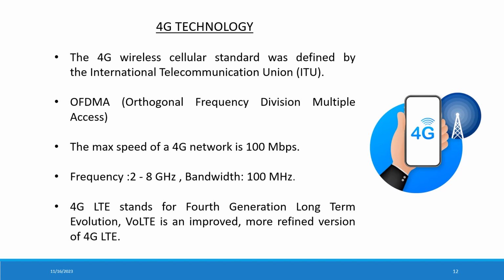4G technology. 4G was the fourth generation of mobile cellular network, and it was defined by ITU, that is the International Telecommunication Union. The 4G technology is capable of supporting up to 100 megabits per second data rate, and the frequency range is from 2 to 8 gigahertz, and the bandwidth is 100 megahertz. And the multiple access technique used is orthogonal frequency division multiple access. And 4G has introduced a new term, that is LTE, long-term evolution, and the improved version of LTE is voice over long-term evolution.